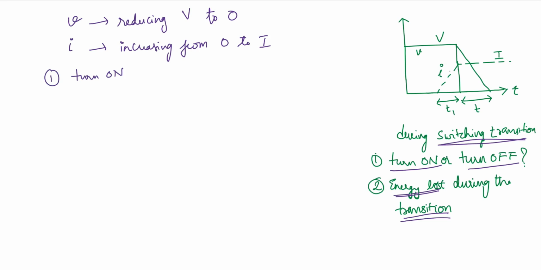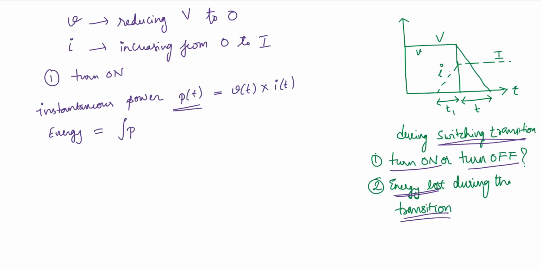In order to find out the energy, we first have to find out the instantaneous power, and we have to integrate this instantaneous power. Now what is the instantaneous power? It is the value of the voltage at any time t times the current at any time t. So this is the instantaneous power P of t. The energy will be given as the integral of instantaneous power.